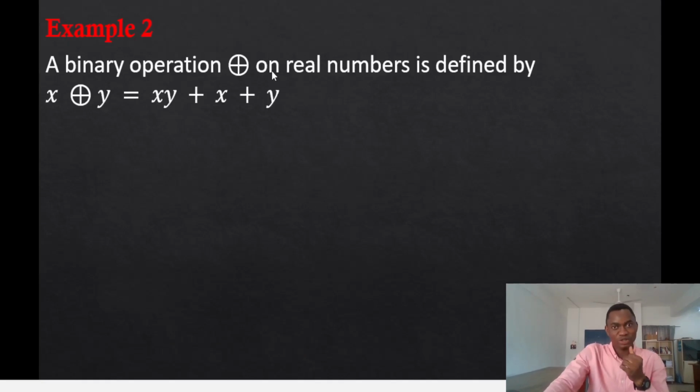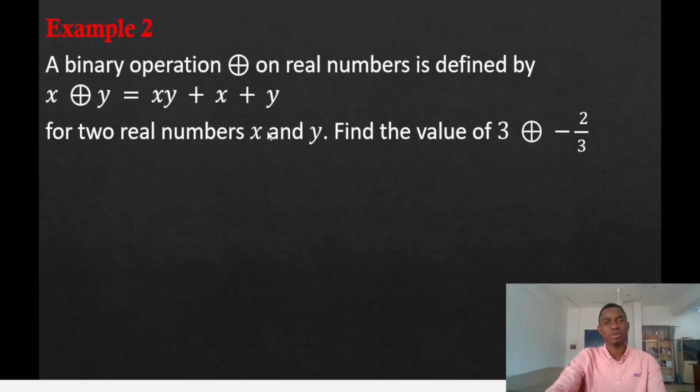A binary operation on real numbers is defined by x operated on y is equal to xy plus x plus y. For 2 real numbers x and y, find the value of 3 operated on minus 2 over 3. And these are the options. Option A, minus half. Option B, 1/3. Option C, minus 1. Option D, 2. As usual, let's look at the solution to get the correct answer.